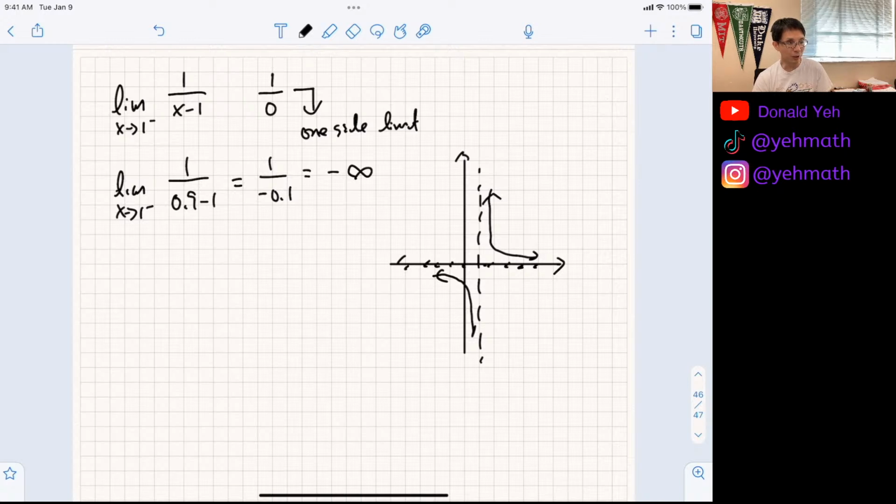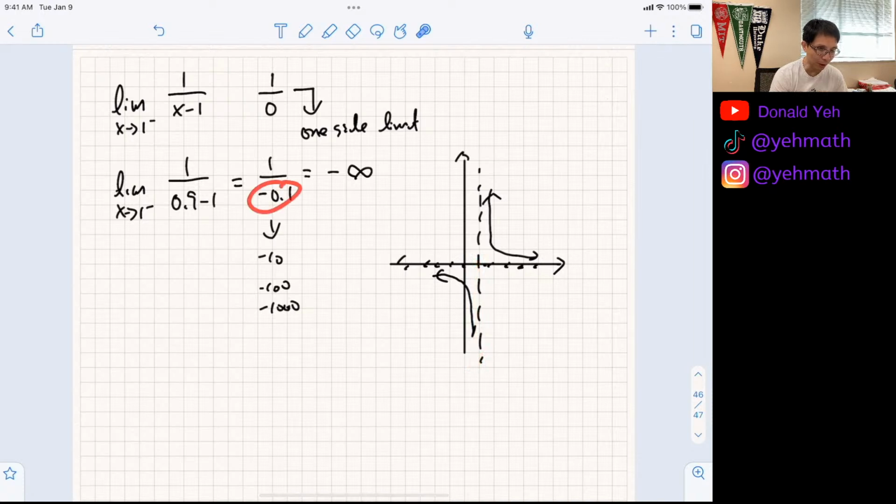Now, 1 over 0.9 minus 1 is roughly negative 10. If I do 0.99, it's going to lead to negative 100. Again, negative 1,000 if I get closer and closer. The closer I get to here, the more negative it goes. So I just have to plug in a value and determine the sign. If the sign is negative, it's going to negative infinity. That's it.